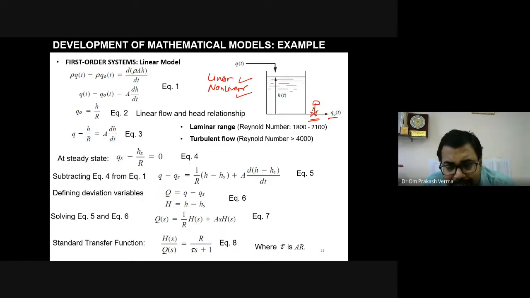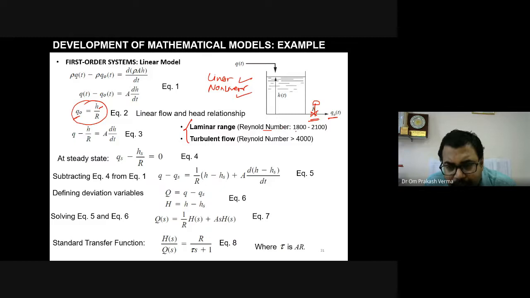Based on this characteristic, if it is linear, then the variation of H and Q_0 is in a linear fashion. That is, Q_0 varies with H in a linear fashion, proportional. So Q_0 equals H by R. If the resistance R is increasing, it means Q_0 will decrease, and vice versa. There are two types of range, laminar and turbulent, decided by the Reynolds number.